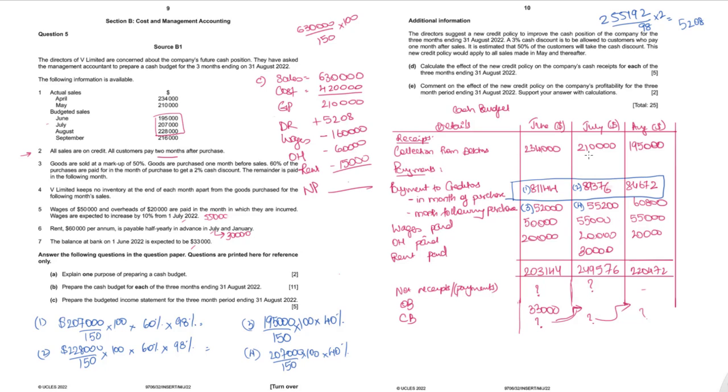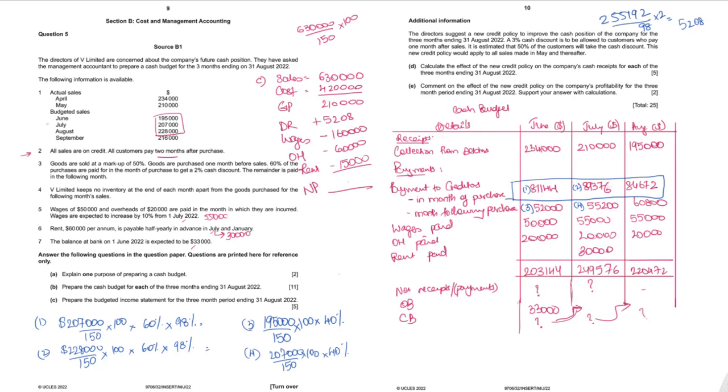Additional information: the director suggests a new credit policy to improve the cash position of the company for the 3 months ended 31st August 2022. A 3% cash discount is to be allowed to customers who pay 1 month after sales. It is estimated 50% of the customers will take the discount, and this new credit policy will apply to the sales made in May and thereafter. Fine. Calculate the effect of the new credit policy on the company's cash receipts for each of the 3 months that ended on 31st August.